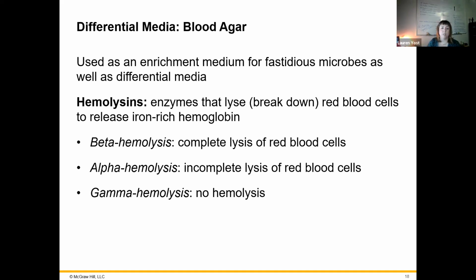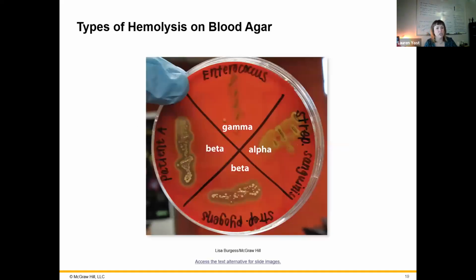In beta hemolysis, you have complete lysis, so there is a clearing around the actual growth. Then gamma hemolysis is no hemolysis. I don't know why it's called hemolysis when it's not, but there's growth, but no hemolysis. And then alpha hemolysis is when you have a greenish change to it. So gamma, here, is no hemolysis.